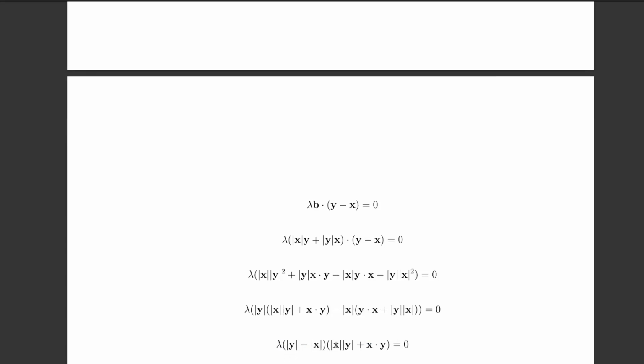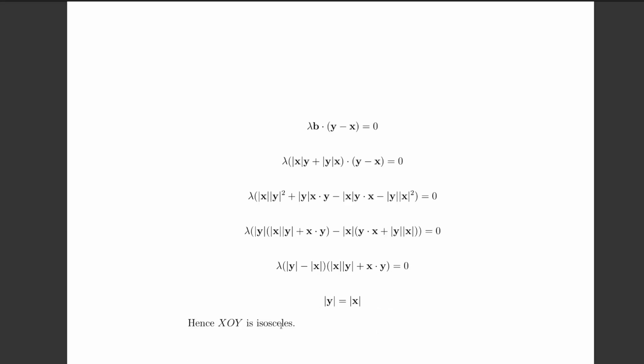So either this is equal to 0 or this is equal to 0. But we know that from before, right? We know from before that the only case where this ever equals 0 is if x and y are the same vectors. But we know they're not because they're non-collinear. So the only other case is if y is equal to x, which means that the triangle is isosceles.